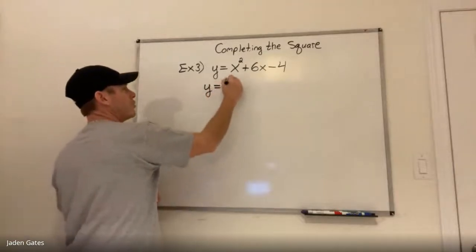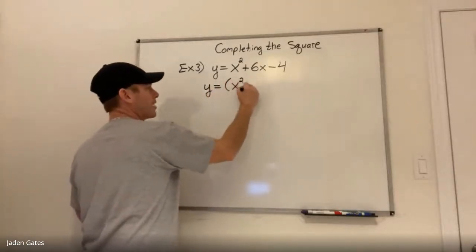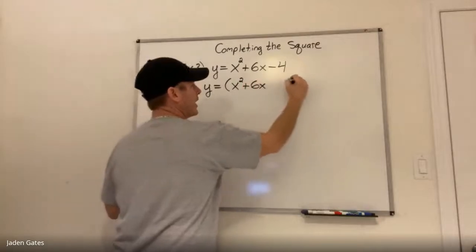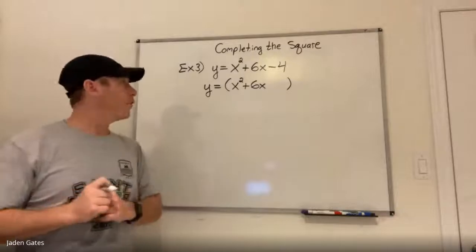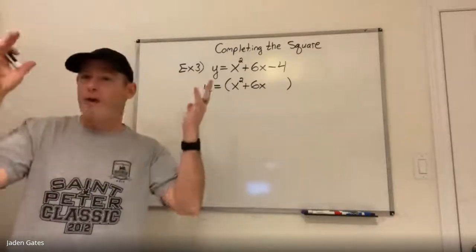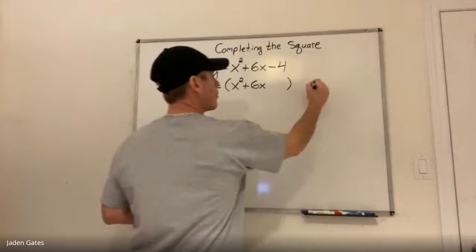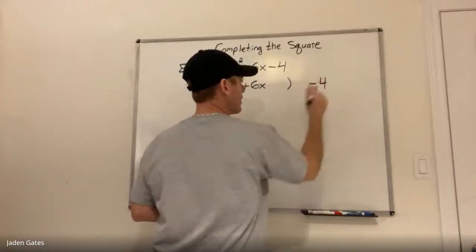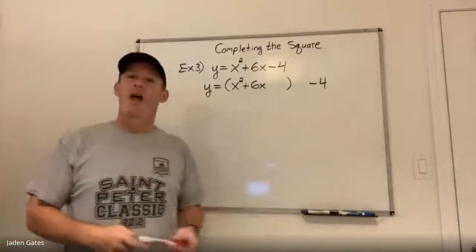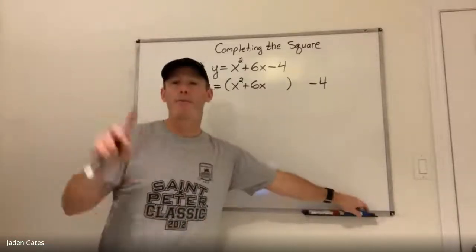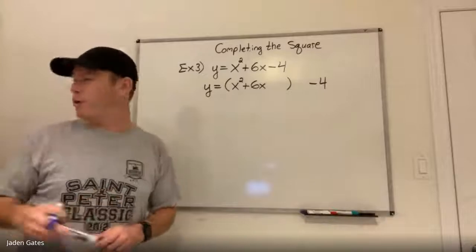I got y equals, and I'm going to put the x squared plus 6x in these brackets, all right? Because minus 4 is not the magic number that we need. So I'm going to put it over here at the end. There it is. Now, here's what we do. We find that number that we need to complete the square, complete the pattern, make them equivalent.